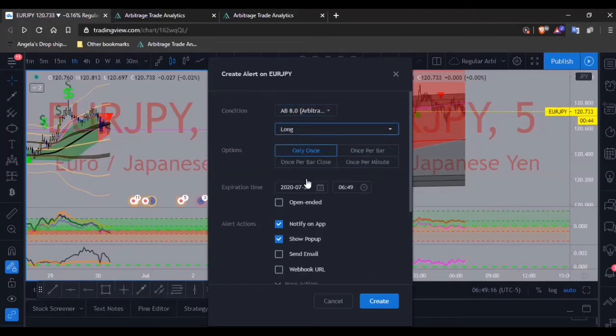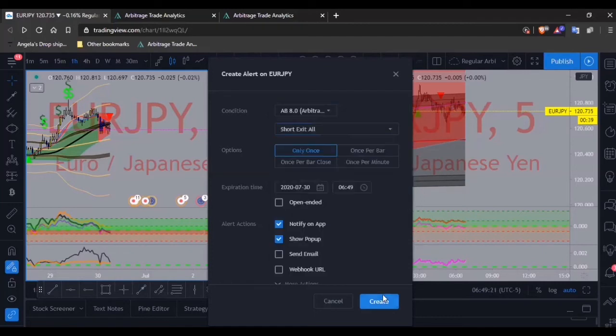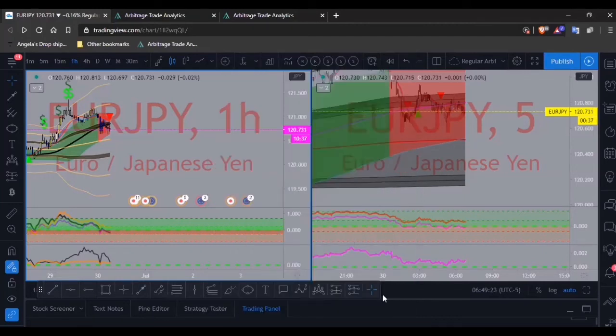Same thing, short exit all, or there are some people who would just put long. Short exit all and long are basically the same alerts, because if you're getting out of the sell, that means you're entering a buy, if you look at it in that way. So yeah, Euro JPY, definitely a trade that I'm looking to get into right now. I'm going to go onto my MT4, or whatever you use for your trading. I'm getting into this trade. This is the setup that I'm looking at right now.